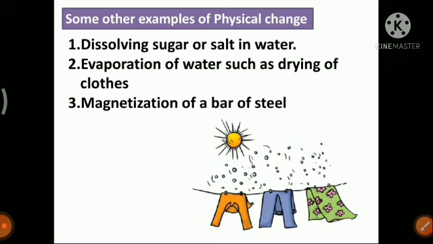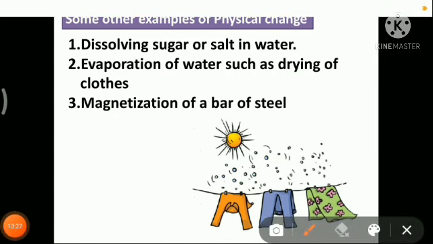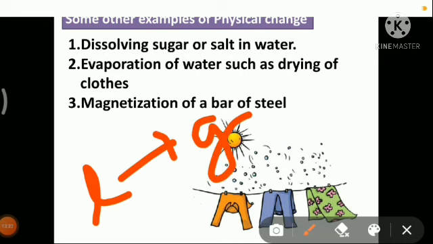Again, evaporation of water is a physical change. Once the water evaporates, if you can condense those water vapors, you can again get back the liquid water. So what happens in the process of evaporation is that water in its liquid state changes into gaseous state.